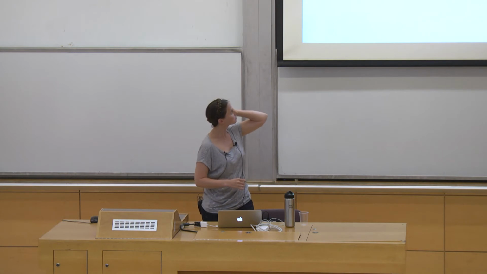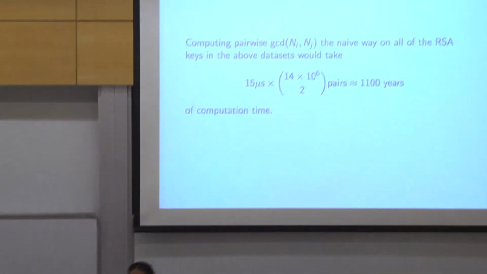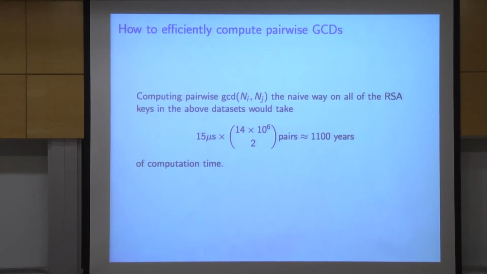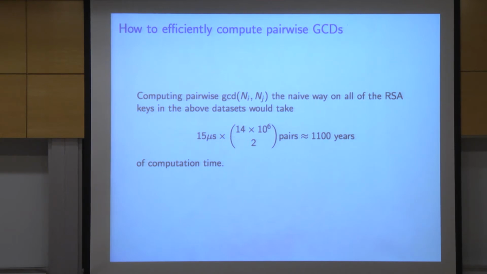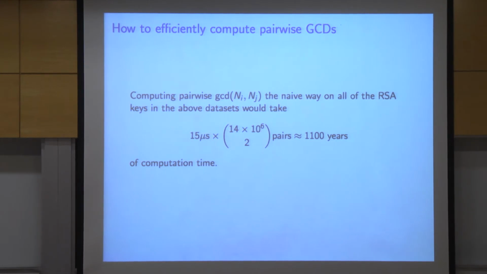For all of the RSA data sets that I enumerated in the beginning, we had about 14 million keys, so we have 14 million choose 2 pairs, and each GCD would take, say, about 15 microseconds. That translates to about 1,100 years of computational time, which is not out of the question if you're willing to spin up a really big cluster. But we didn't have access to that much computing power, and we didn't want to spend that much time. So this is not what we really want to do.